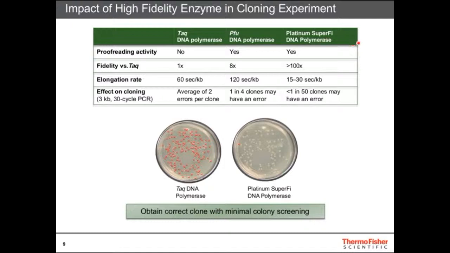We did the same experiment with Platinum SuperFi, which has a fidelity of greater than 100x, and it's actually been engineered to be very, very processive. So you can actually synthesize 1 kilobase of DNA in about 15 to 30 seconds. So you're able to decrease the extension time in your PCR reaction even for longer templates. And because of the higher fidelity, we've actually found that less than 1 in every 50 colonies picked had any kind of an error.